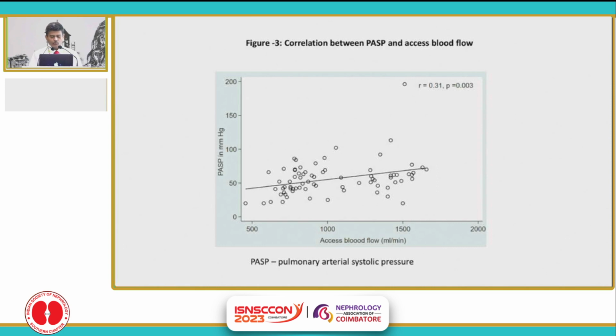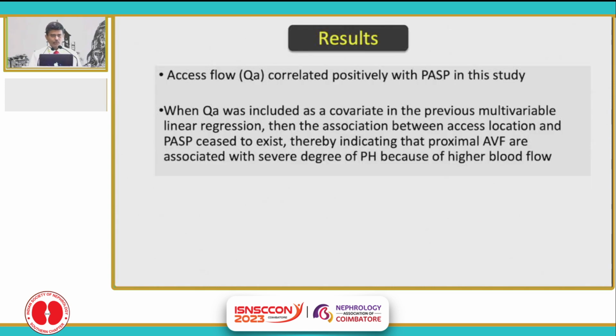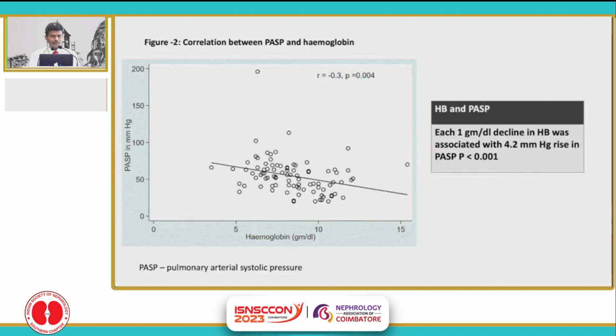When access blood flow was included as a covariate in the multivariate linear regression, the association between the access location and pulmonary arterial systolic pressure ceased to exist. What it implies is that proximal fistulas are associated with a higher pulmonary arterial systolic pressure by virtue of a higher blood flow. Another ancillary but important finding in this study was that anemia contributed to pulmonary hypertension.